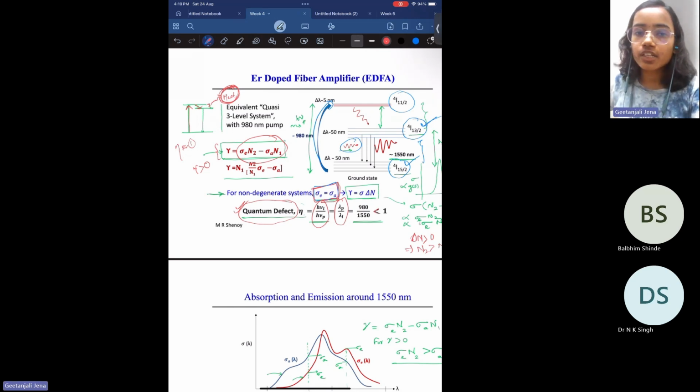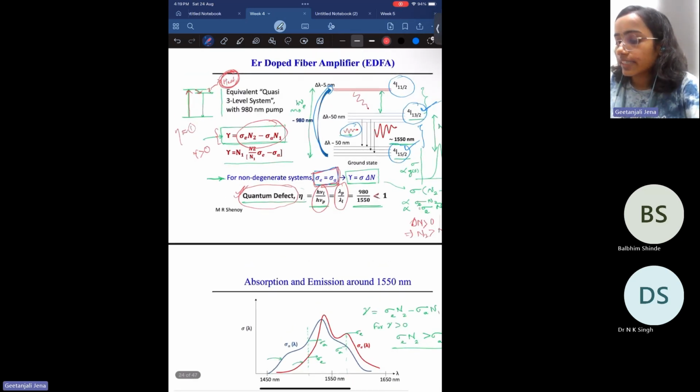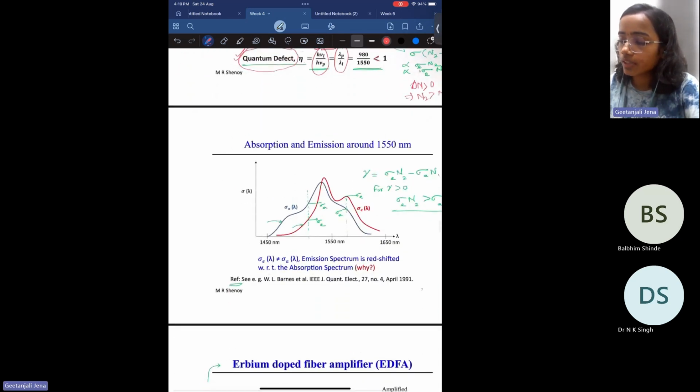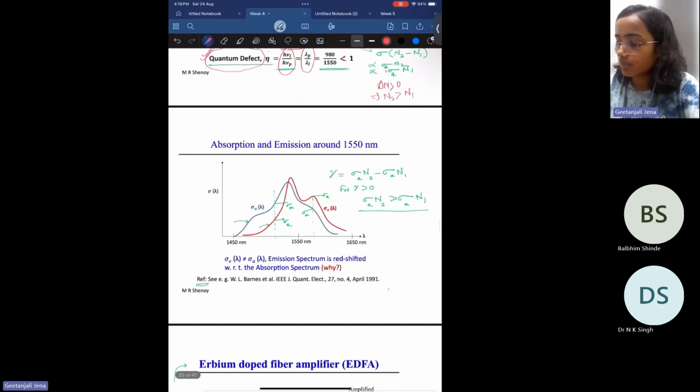So if you are given different quantum defects, then you can easily identify the best pump to use in a given EDFA medium. The higher the quantum defect, the better the pump.